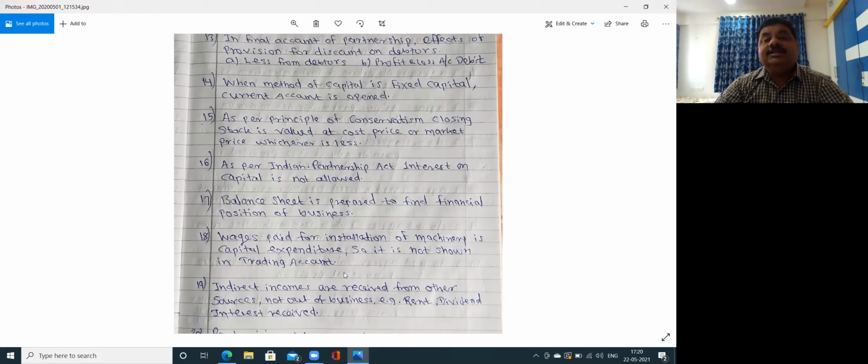These are not general wages or wages paid to workers for production purpose. These wages are paid for installation, fixation, or erection of machinery. So it is added in the value of machinery. It is a capital expenditure. It is not revenue expenditure. These are not general wages.